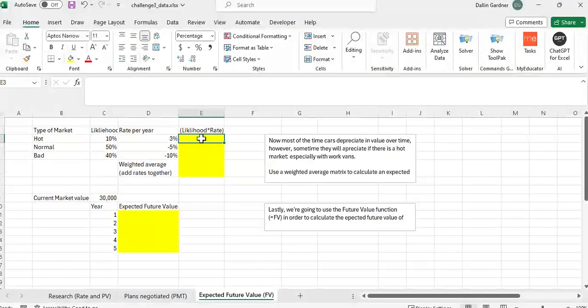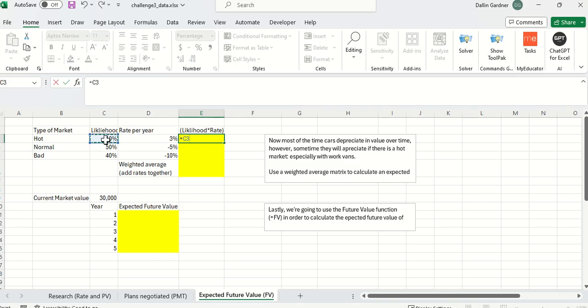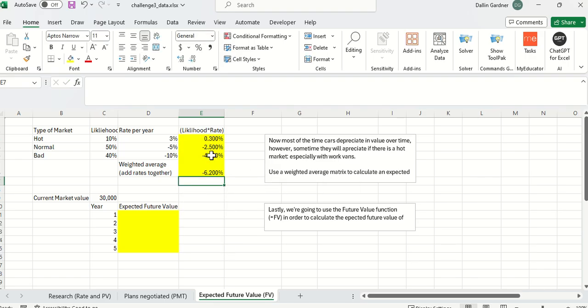Now we're thinking about the future. Sometimes cars appreciate, but most of the time they depreciate. So we're going to fill out this matrix and figure out what our expected rate is going to be, which is just the likelihood times the rate per year. Then we're going to add these together, and that gives us our weighted average based on the likelihood of the hot, normal, or bad markets happening versus the expected rate in each of those markets.